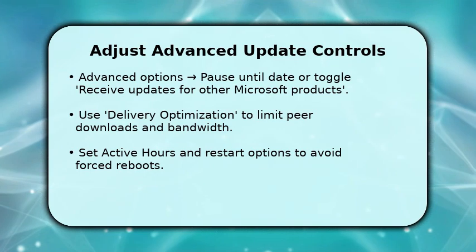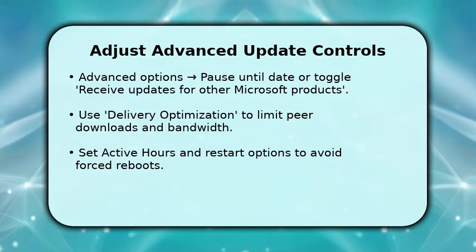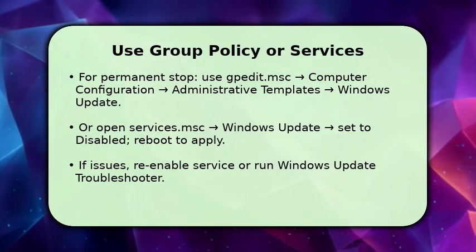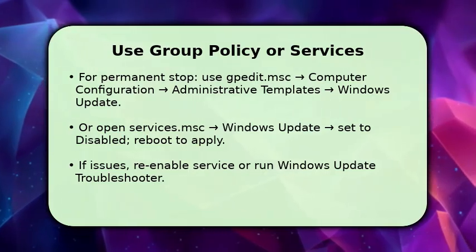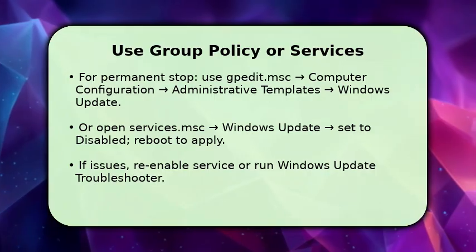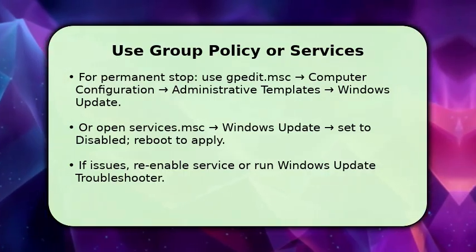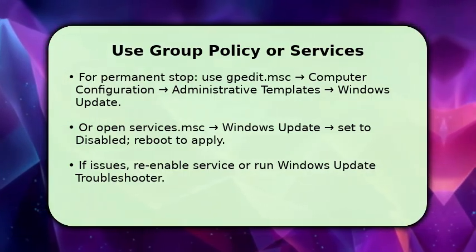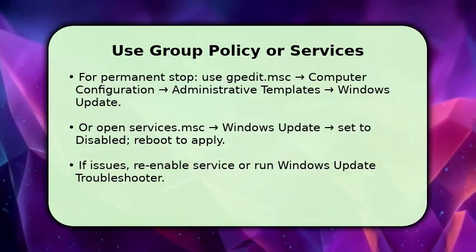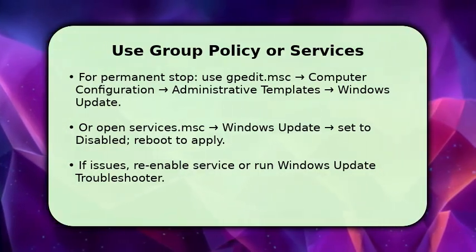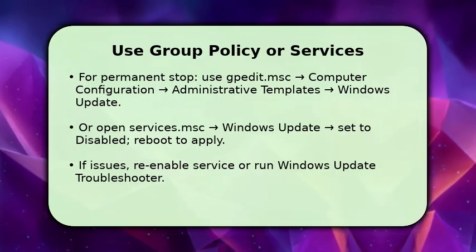Use the Group Policy Editor. Run gpedit.msc, navigate to Computer Configuration, right arrow Administrative Templates, right arrow Windows Update, then configure Manage Updates Policies to disable automatic installation. If you prefer services, open services.msc, find Windows Update, stop it and set Startup Type to Disabled, then reboot to apply changes.